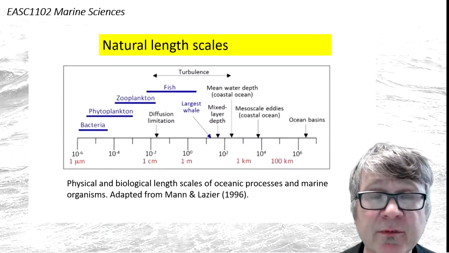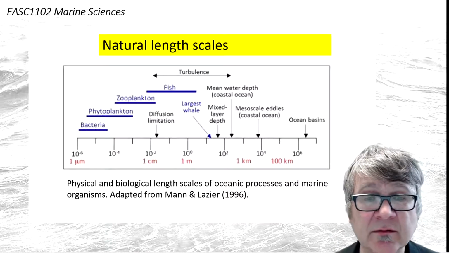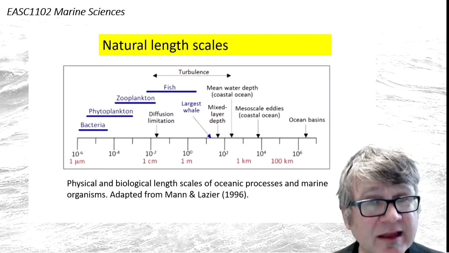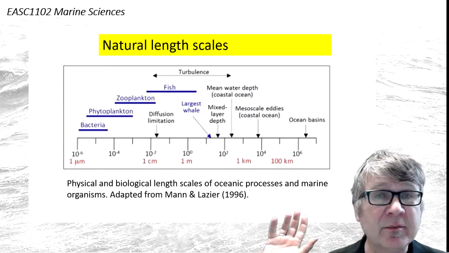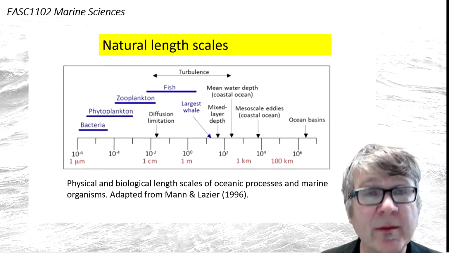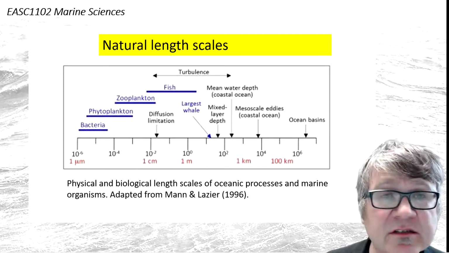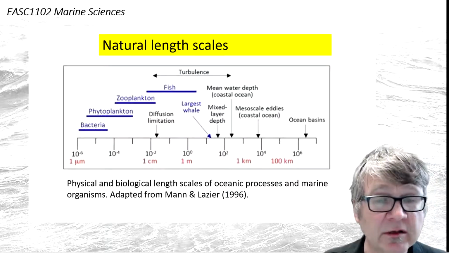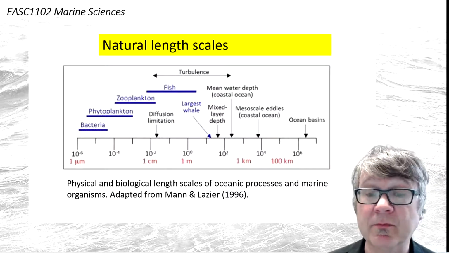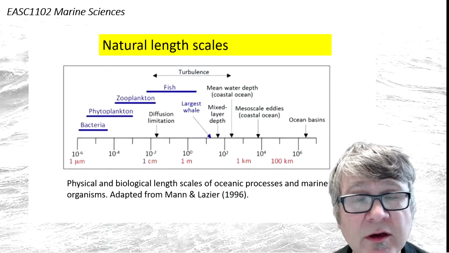And then we have something called the mixed layer, the surface mixed layer depth. It's 100 meters. In some regions it can be much deeper. The surface mixed layer. Mesoscale eddies. So its diameter is 100 kilometers. So you can also be trapped within a mesoscale eddy. Ocean basins are the largest sizes that we have, several thousand kilometers. So these are the natural length scales.